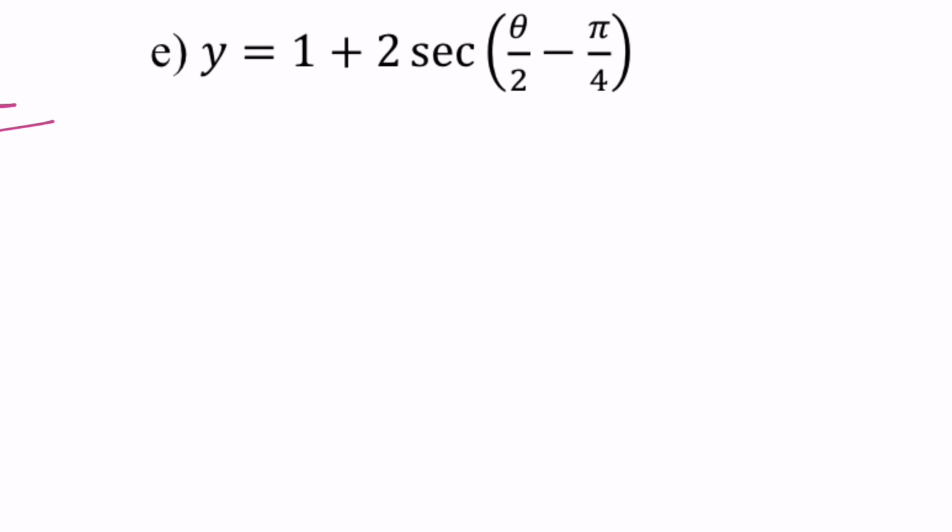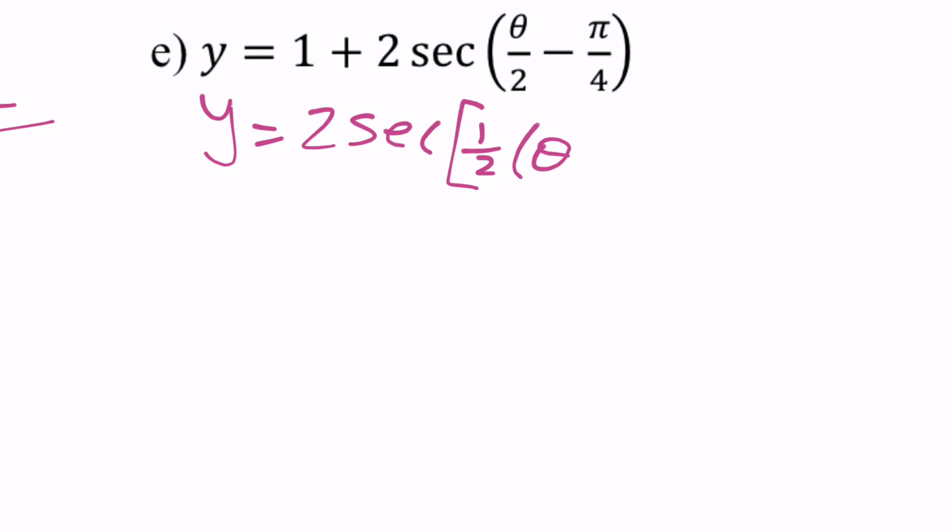Little bit of factoring to do to this one. Y equals 2 secant of theta over 2 means I have a 1/2 that I want to pull out. So I need to pull that 1/2 out. What am I left with? Well, I'm left with theta minus something that we need to figure out what that something is. Well, that something is a pi over 2. If I multiply the 1/2 into the pi over 2, I would indeed get that pi over 4. So I have that right there.